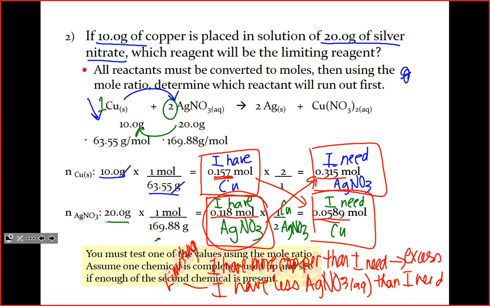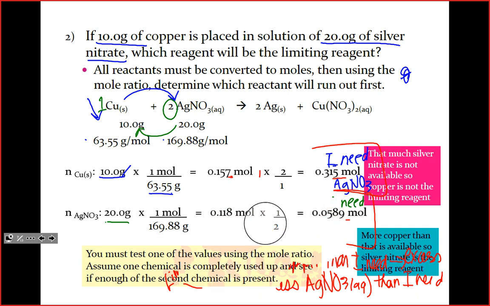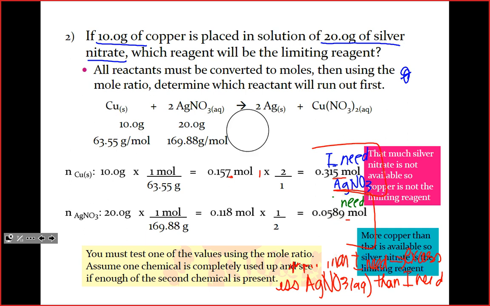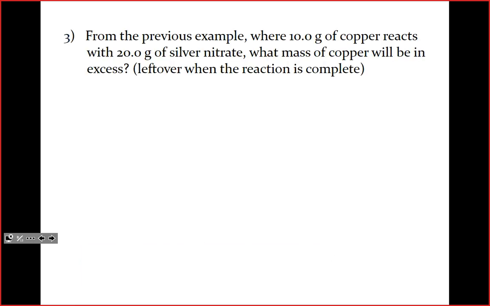So let's go through another example. Here, I'll erase this so you can see that we came up with this conclusion on our own, but we can definitely clean this up. More copper than that is available, so silver nitrate is the limiting reactant. You must test one of the values using the mole ratio, assume one chemical is completely used up, and see if enough of the second chemical is present. But we did all the work for it, and if you know how to do stoich, then you're good to go.